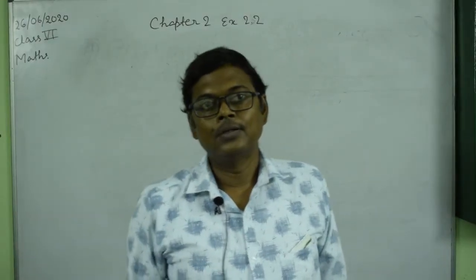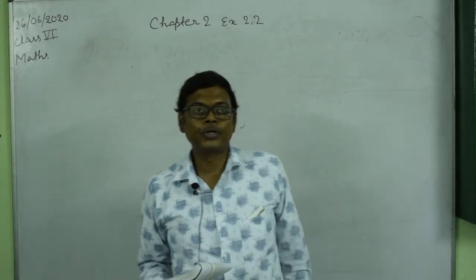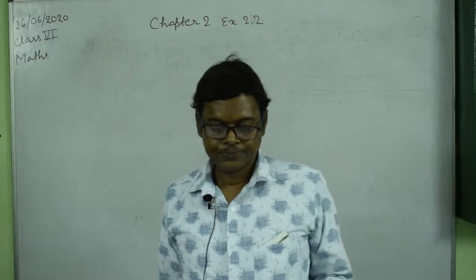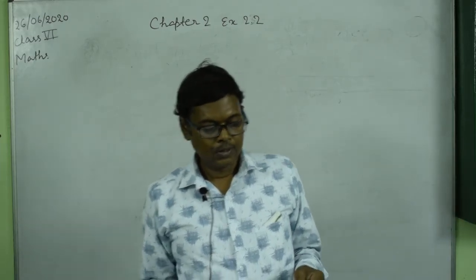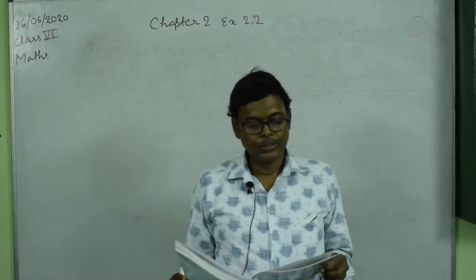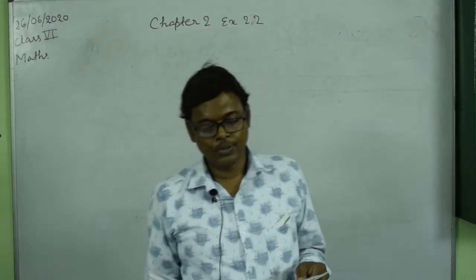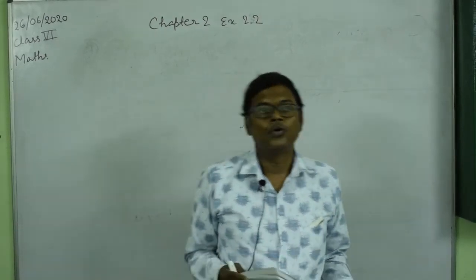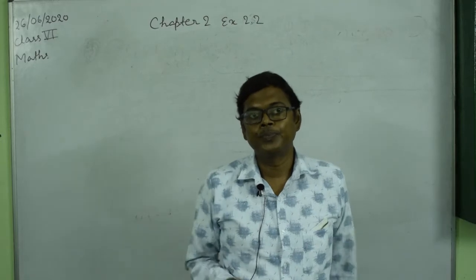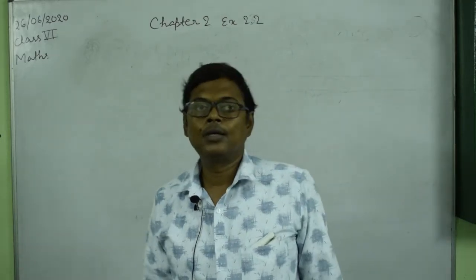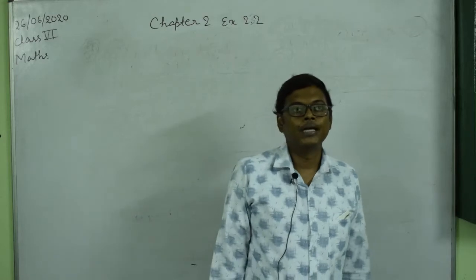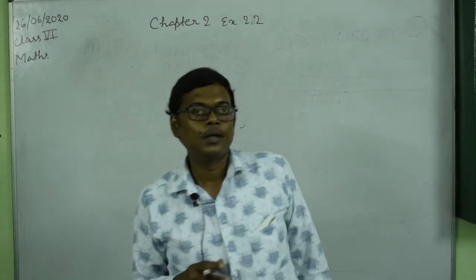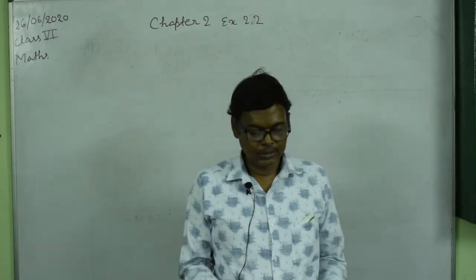Today I will start exercise 2.2 of your book, and in this we will do some more simplification of expressions. That is, we will use the rules of operations, as there are many operations like addition, subtraction, multiplication, division, brackets, etc. So if you have all these operations in one expression, how will we solve it?